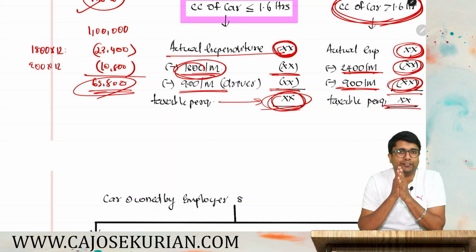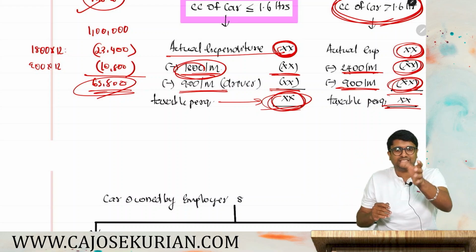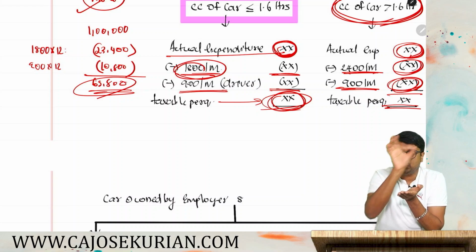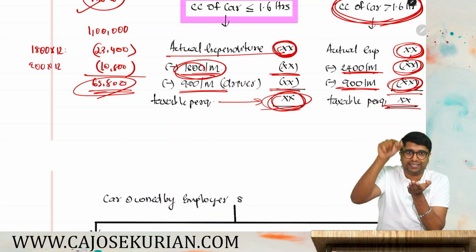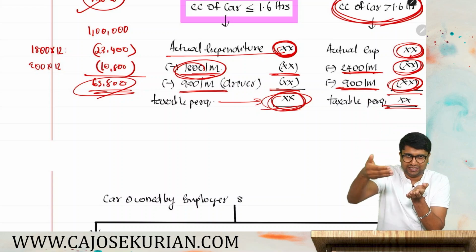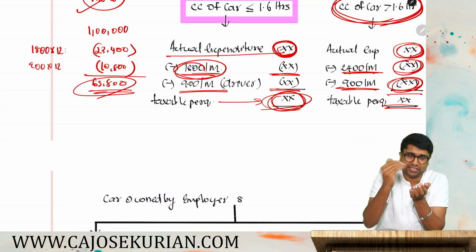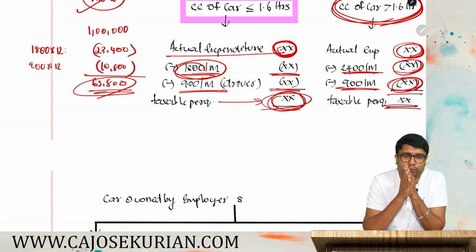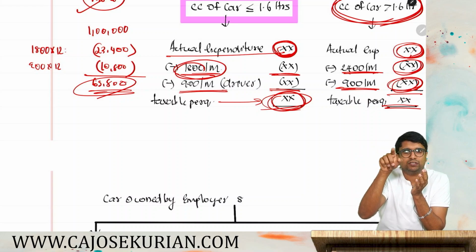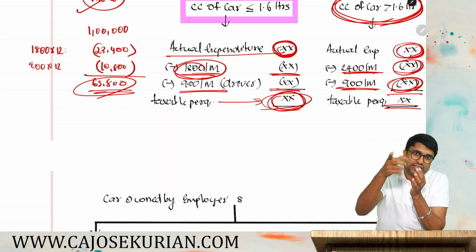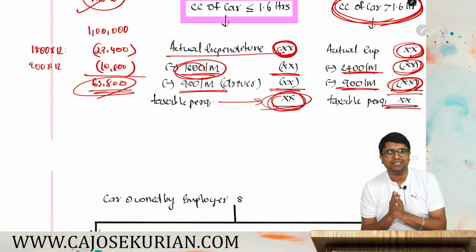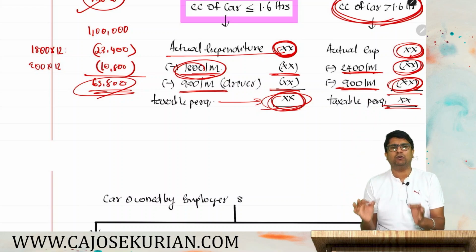In order to remove the difficulty, the department comes up with an equation. You check the cubic capacity of the car. If it is less than or equal to 1.6 liters, you note down the actual running and maintenance charges and deduct 1,800 per month. If a driver is also there, additionally deduct 900 per month. The remaining, if any, shall be the taxable value of perquisite. If nothing remains, nothing is taxable. If the cubic capacity is more than 1.6 liters, you deduct 2,400 per month, and if a driver is also there, additionally deduct 900 per month. The remaining shall be the taxable value of perquisite. This is how you have to value the perquisite if the car is owned by the employee and maintenance and running charges are met by the employer.